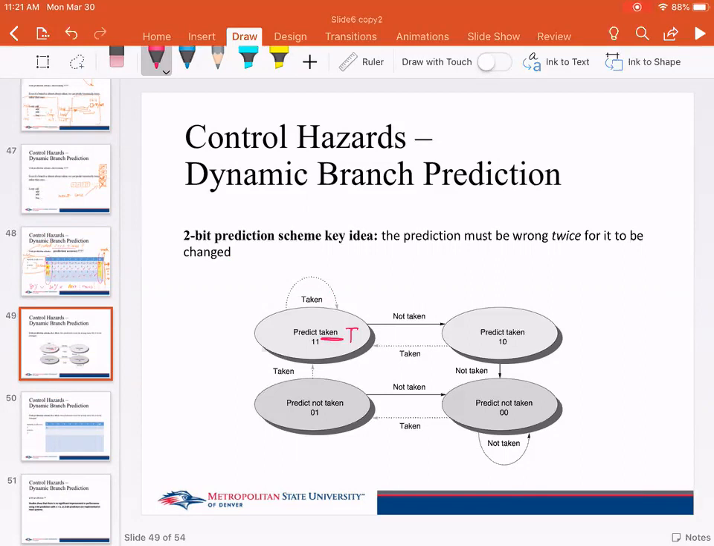If the reality is NT, that means you did a wrong prediction. So you are wrong one time, right? However, I know I made a mistake, but that doesn't matter. Maybe in the long term, it's okay. So I will keep predicting T again.